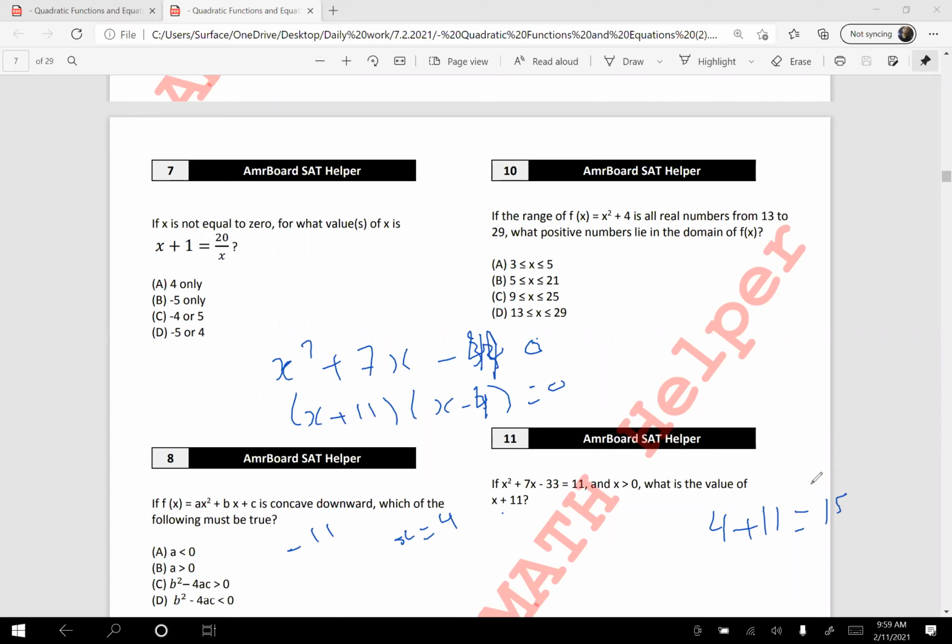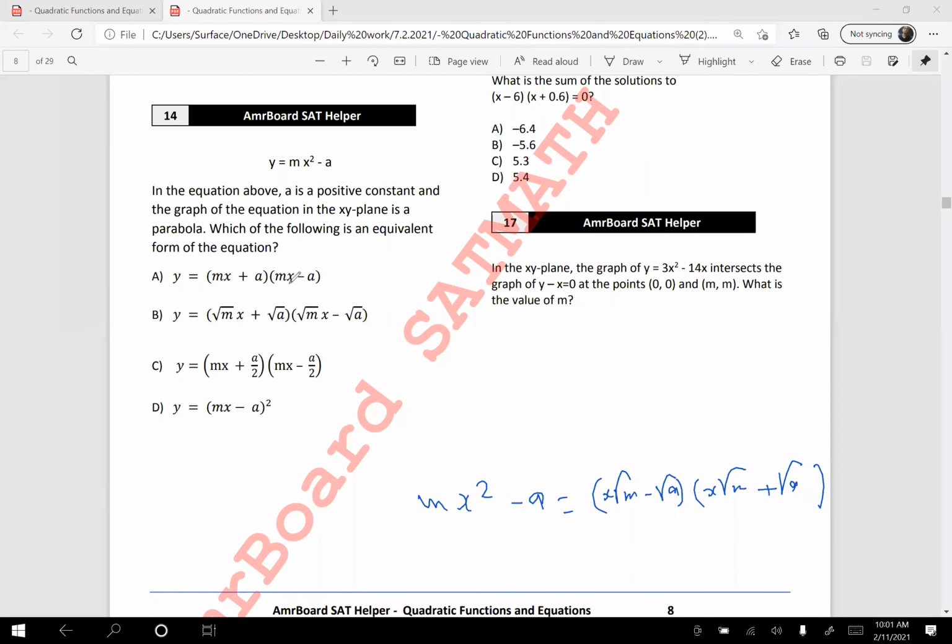I'll give you a chance to solve four more questions. Understand or not? This one is the difference of two squares, just the difference of squares. So y equals m x squared minus 8. M will be root m and root m. X squared is x and x. A means root a and square root of a. Okay?